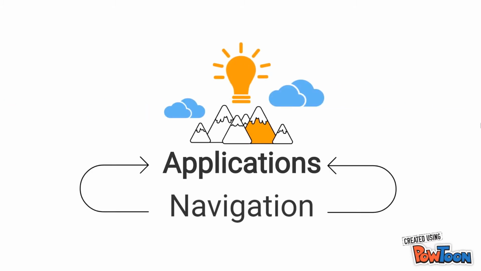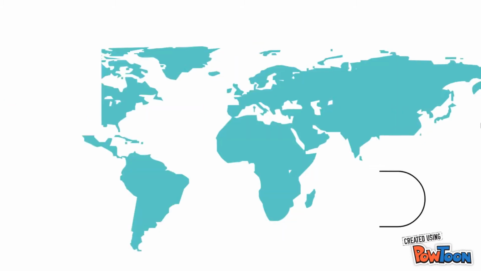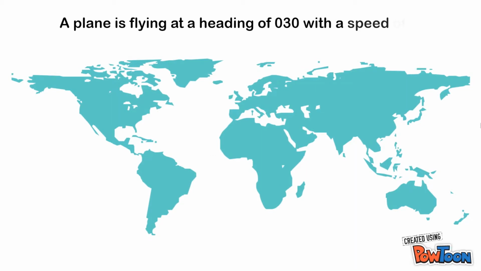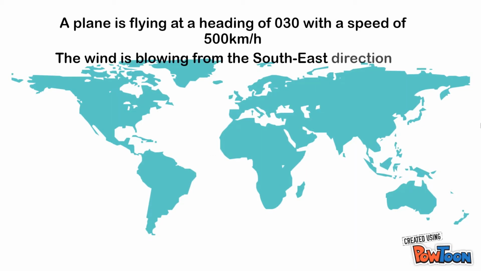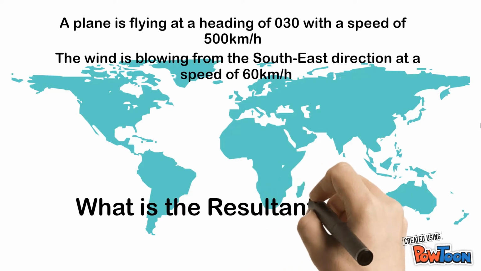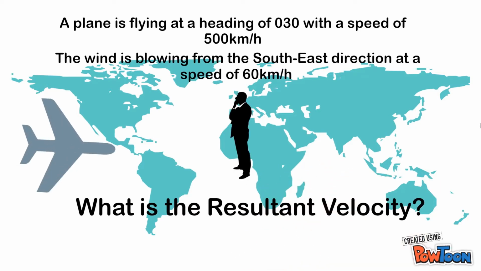Applications in navigation. A plane is flying at a heading of 030 degrees with a speed of 500 km per hour. The wind is blowing from the southeast direction at a speed of 60 km per hour. What is the resultant velocity?